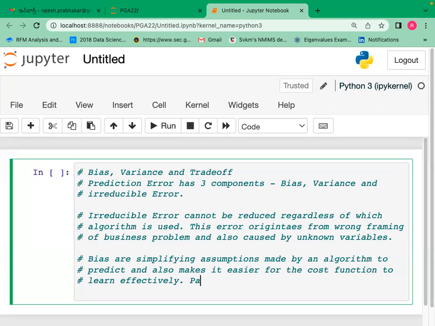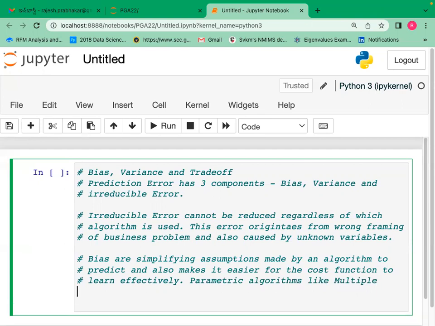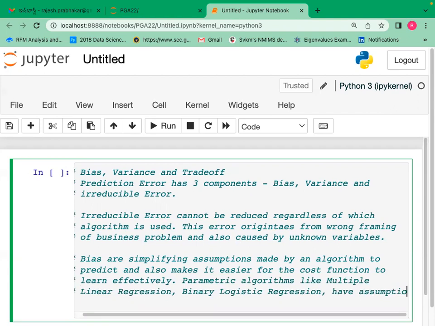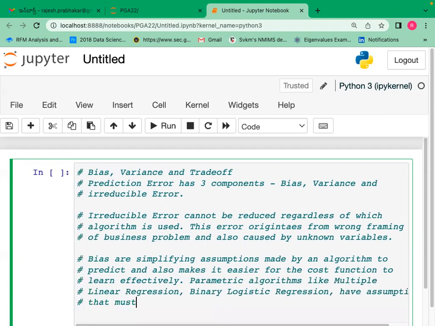Typically, parametric algorithms like multiple linear regression and binary logistic regression have assumptions that must be met before implementing the algorithm. Before implementing the algorithm, we have to verify these assumptions. Only when these assumptions are met will we implement these algorithms.